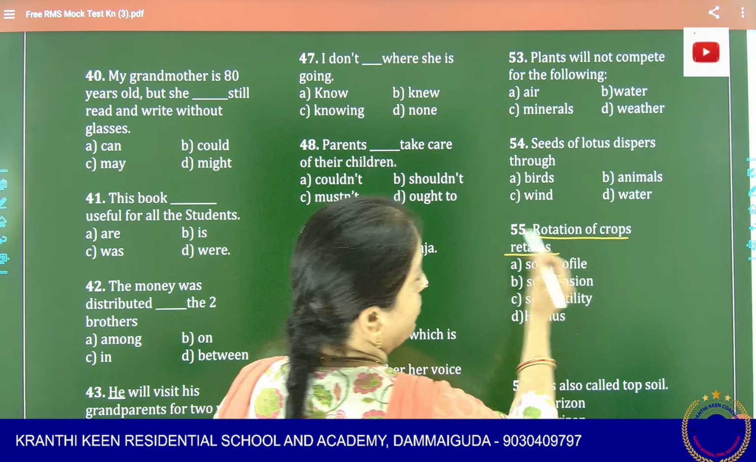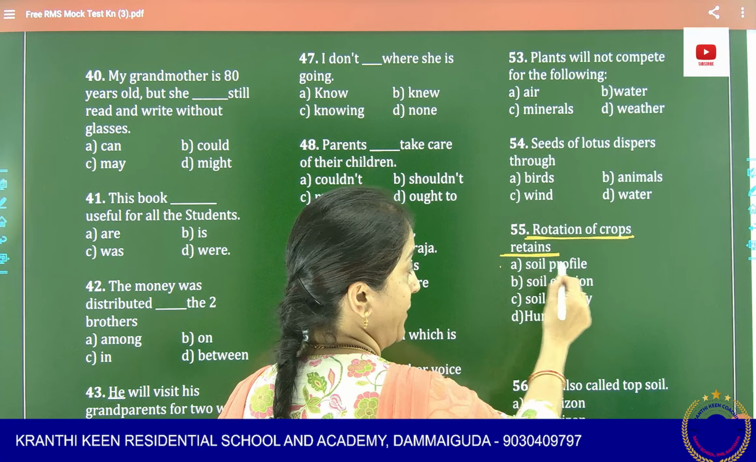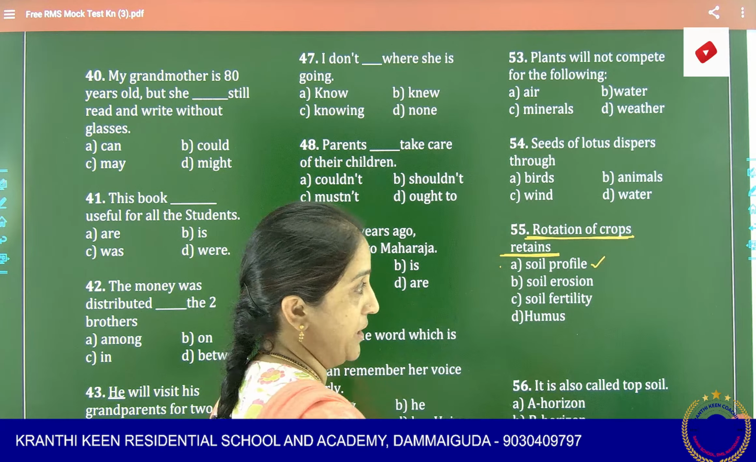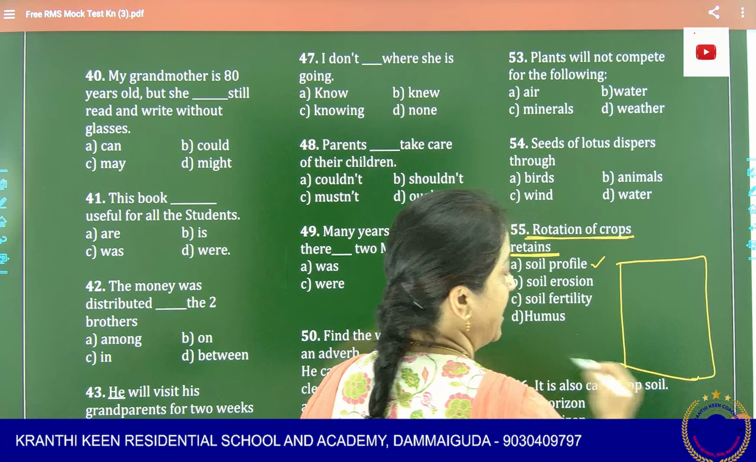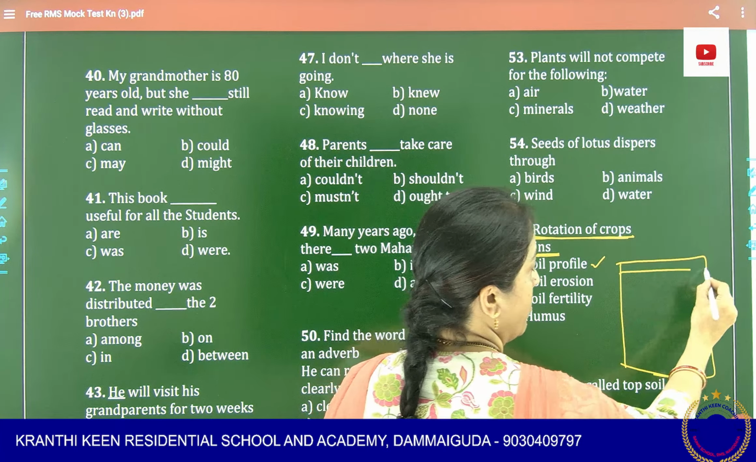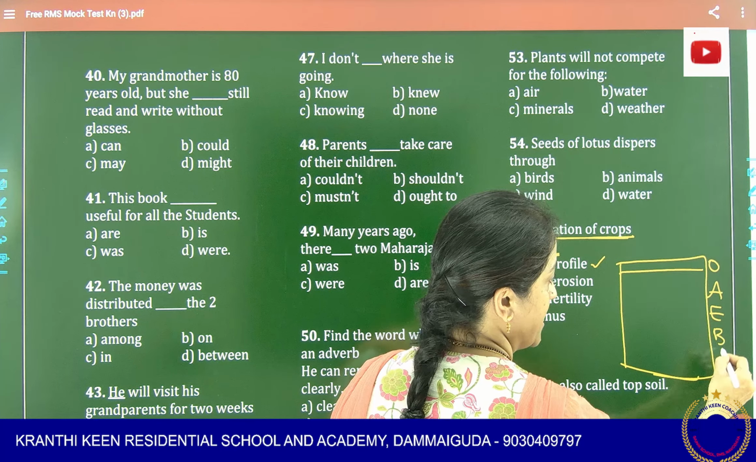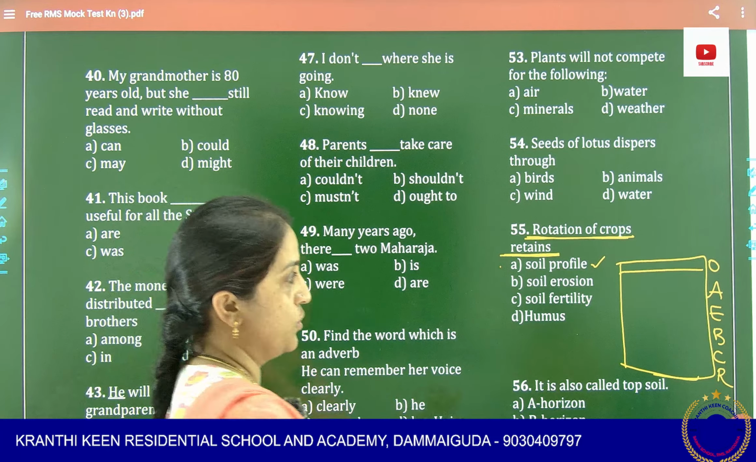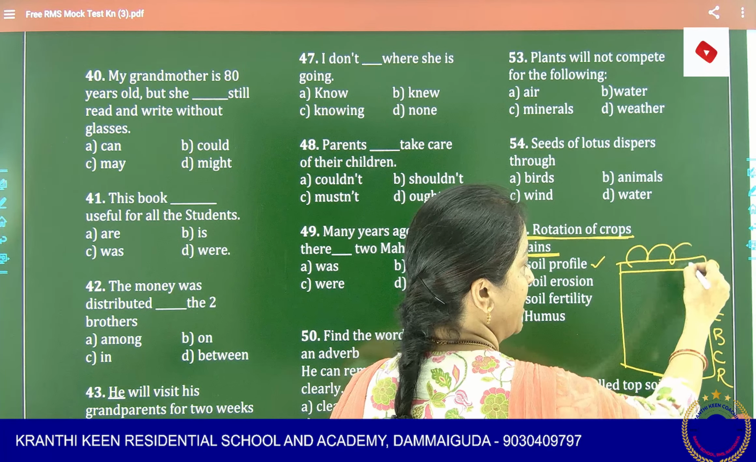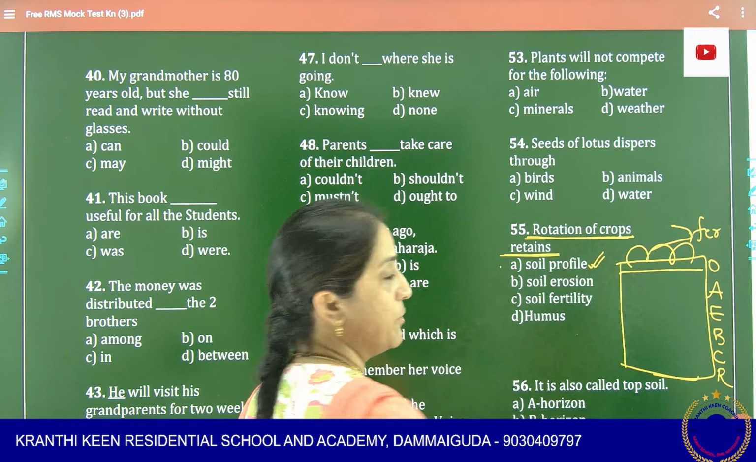So here, what are they asking? The rotation of the crops retains soil profile. See, the soil profile is nothing but, the soil will have many layers: O, A, E, B, C, R. There are so many layers of soil. So the topmost layer is the very fertile layer. Okay, so this is called the soil profile.